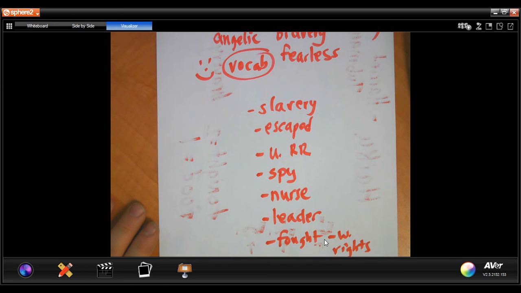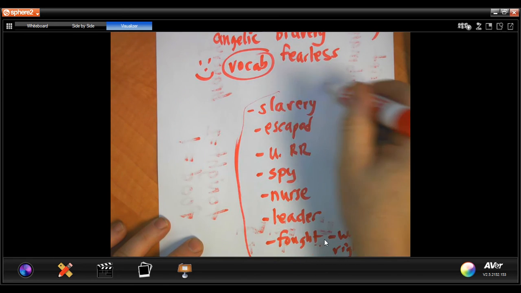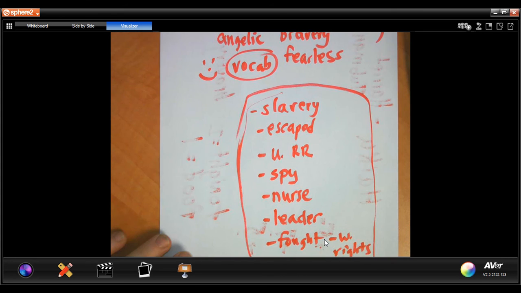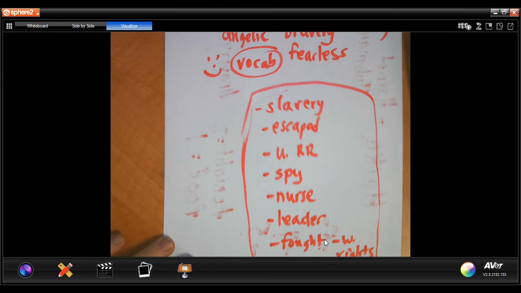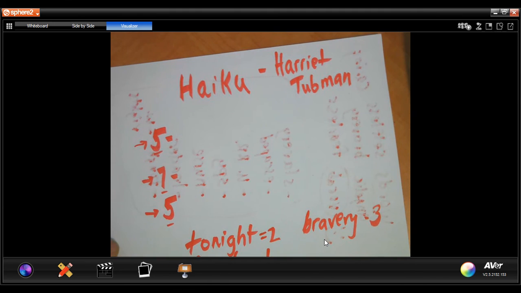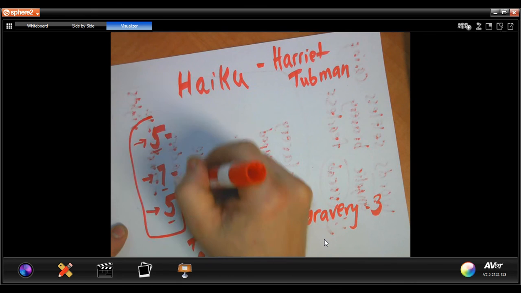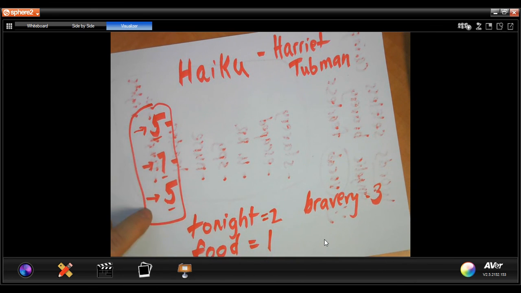So when you're developing your haiku, think of an aspect of her life that you'd like to write about. Then just start to play around with it. Look at your words that you picked. Think about your theme for your poem. And then come back to your 5-7-5, your 3-line poem with syllables of 5, 7, and 5, and get creative.